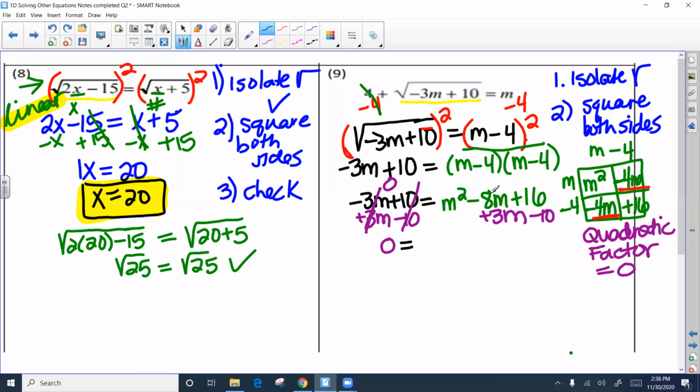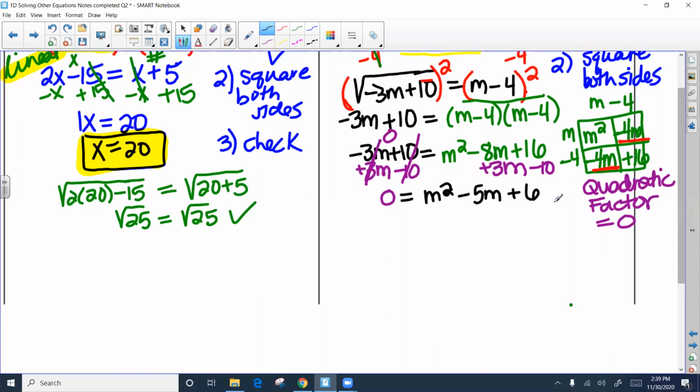And on the right, I have m squared. Here I can combine the negative 8m and the plus 3m. So that gives me minus 5m. So m squared minus 5m. And then I can also combine the 16 and the minus 10. So that'd be plus 6.